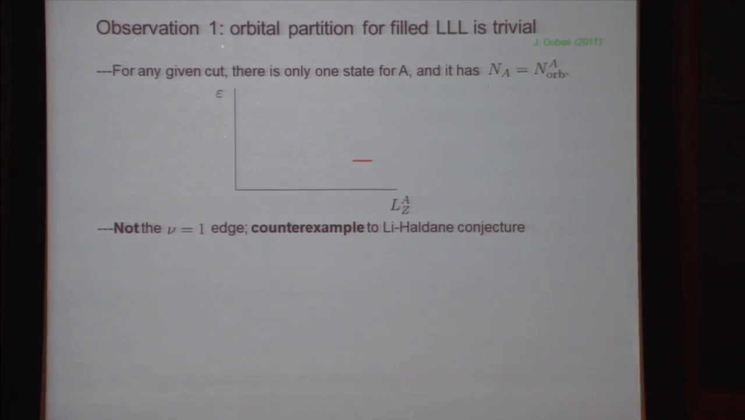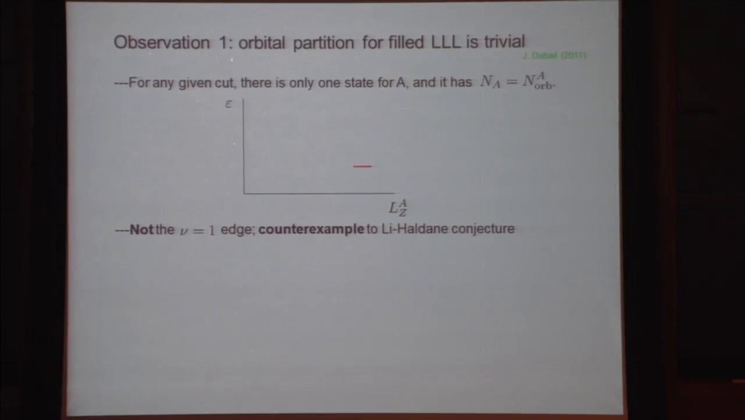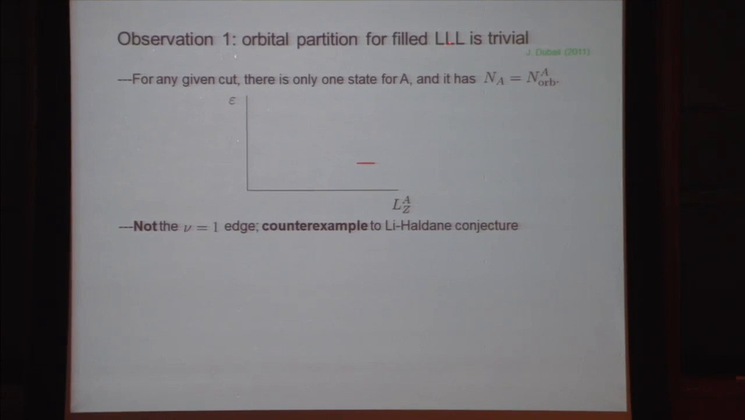Okay, so now let me make a couple of observations about orbital partition. First, if I apply this to the filled lowest Landau level, the orbital partition is basically trivial. The reason is that in this case, we have a Slater determinant. All the states in the lowest Landau level are filled. So when we cut the system into two parts, what we get is simply a product of two Slater determinants, one for each part. There's one term in the Schmidt decomposition, and so if I'm foolish enough to make a plot of the entanglement spectrum, there's only one level in the spectrum.